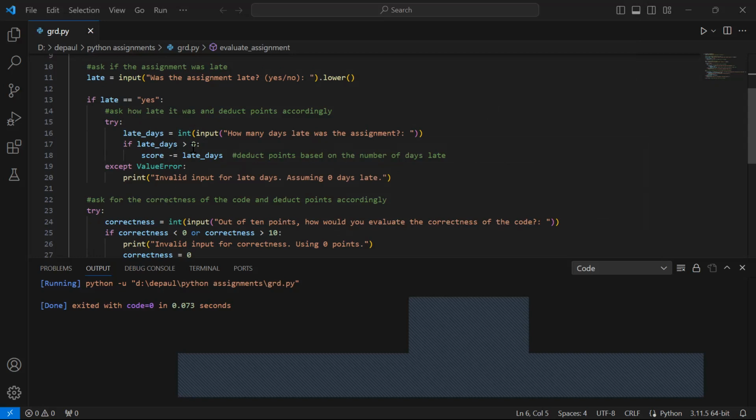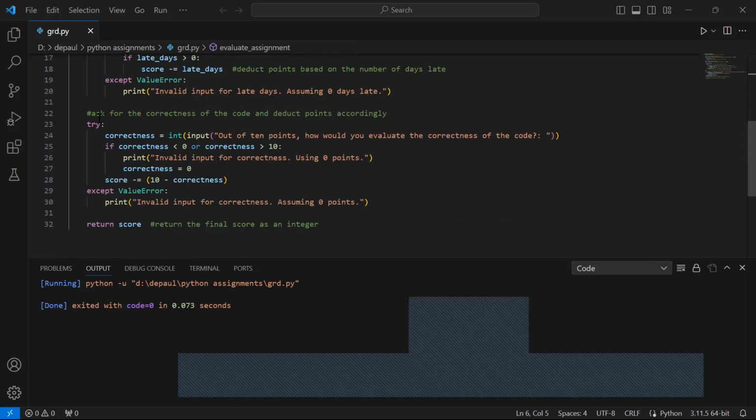So if late days is greater than 0, score equals score minus late days. Like deduct points based on the number of late days. Except ValueError: print invalid input for late days, assuming 0 days late. So we have to print invalid if we enter something that is not a valid number for late days.